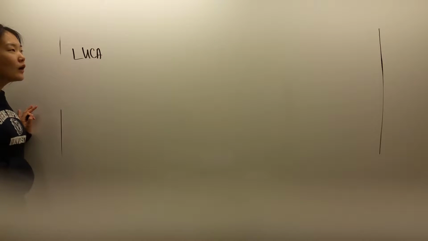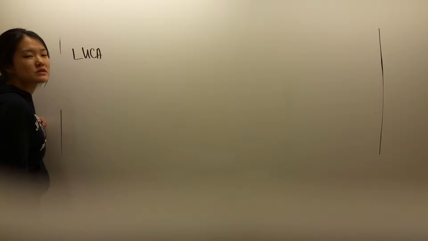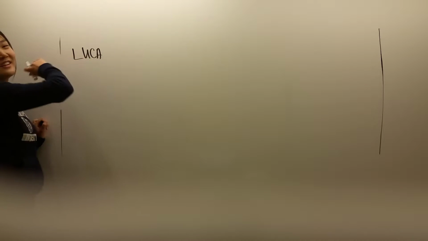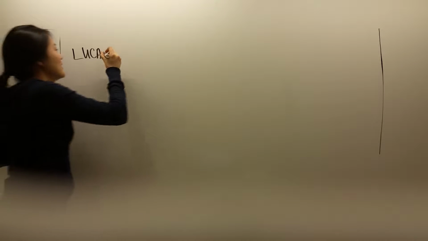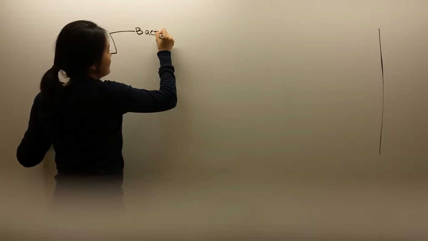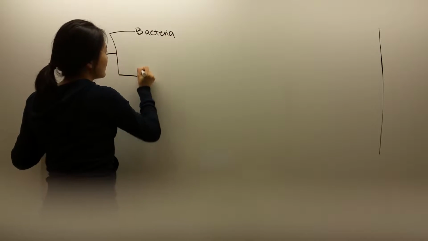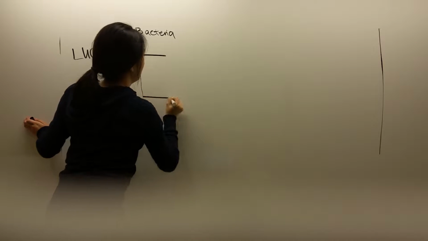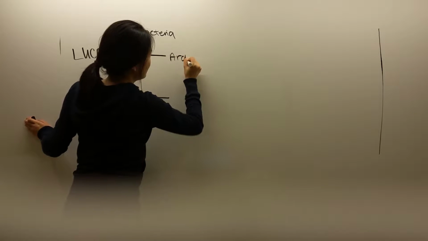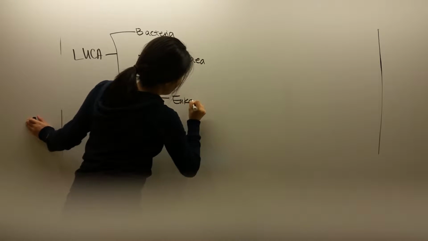So you have your LUCA, which is the ancestor of all living things. It was not an animal, it was most likely a unicellular organism. And then you have your bacteria, and then you have your archaea, and then you have your eukarya.